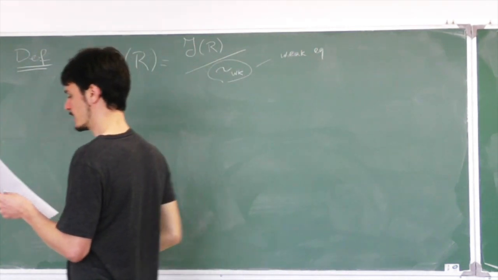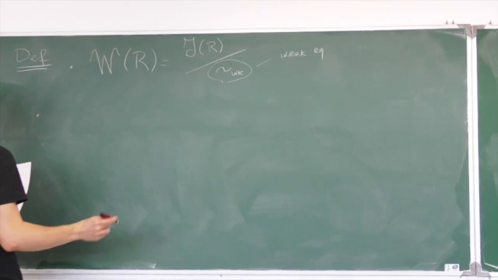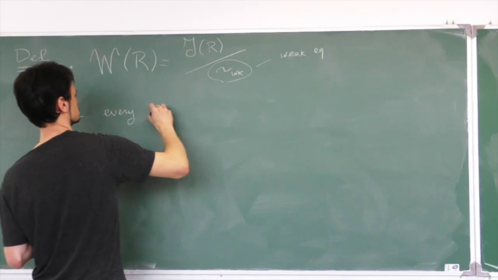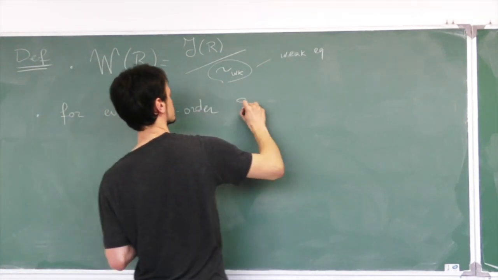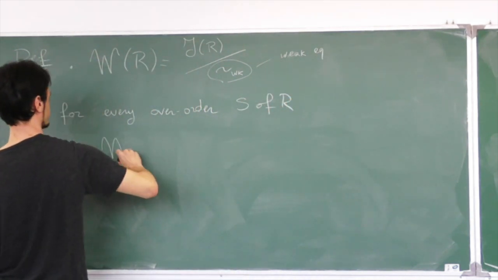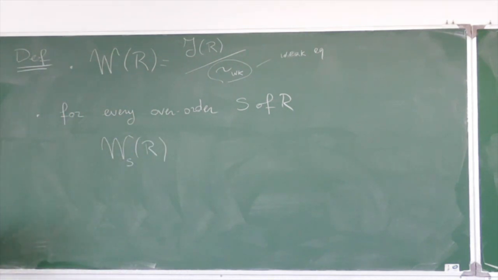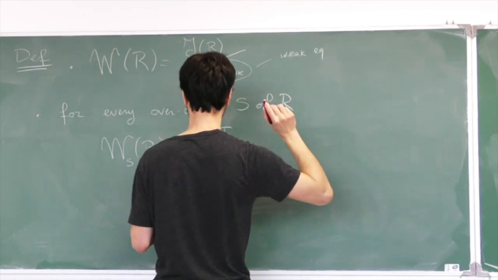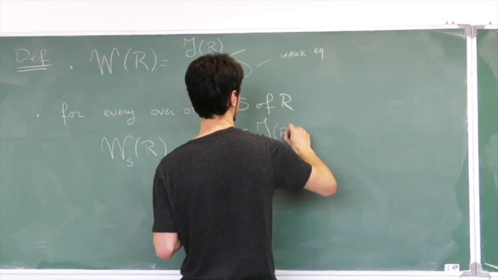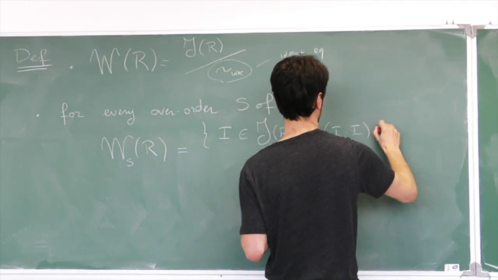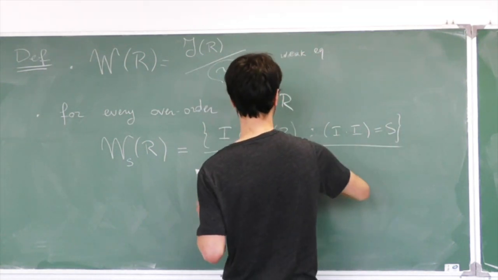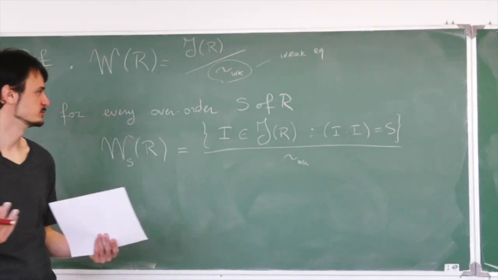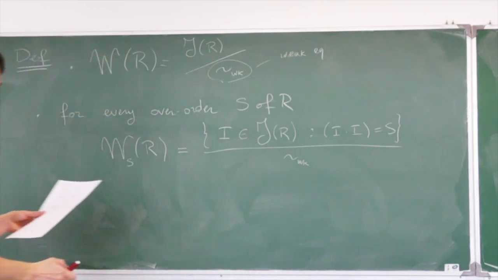All right. And since we are defining things, let me also introduce a bit more notation. So for every overorder S of R, we denote by W_S(R) the subset of the fractional R ideals with multiplicator ring equal to S. We take all fractional R ideals, but we require the multiplicator ring to be equal to S. Okay, and again we mod out by weak equivalence as before. Observe that by condition 3, two weakly equivalent ideals have the same multiplicator ring. So this makes sense, this definition is well posed.